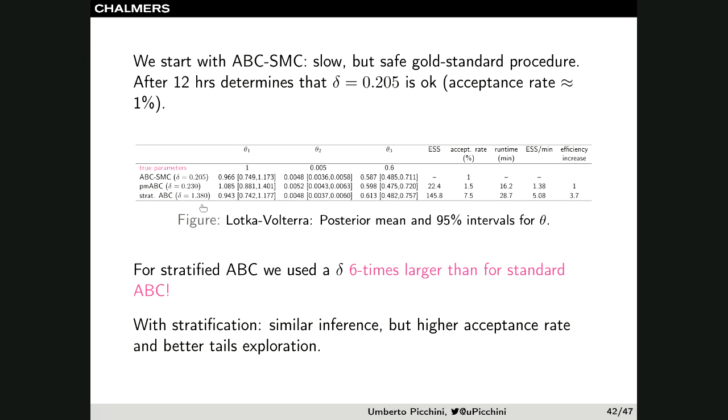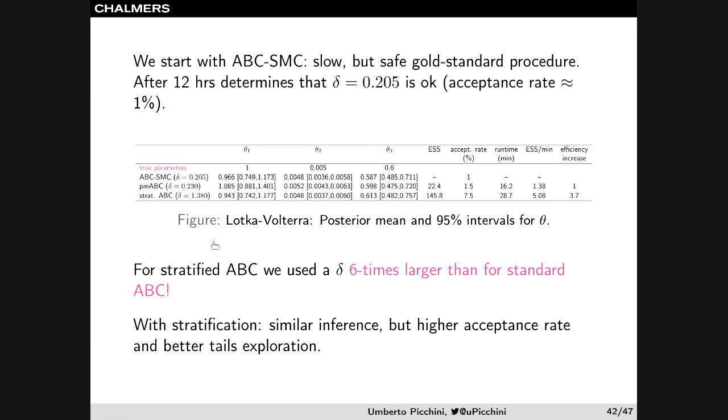Instead, if we increase the delta and we use stratification, we obtain an exploration of the tails which is just as good as the gold standard SMC. But we obtain a much larger acceptance rate, even though the delta is much larger than before. We have a better ESS, the effective sample size. And even though it's slightly more expensive to run than pseudo-marginal ABC, the ESS per minute is much larger for stratified ABC. So overall, it's 4 times more efficient than the pseudo-marginal version.